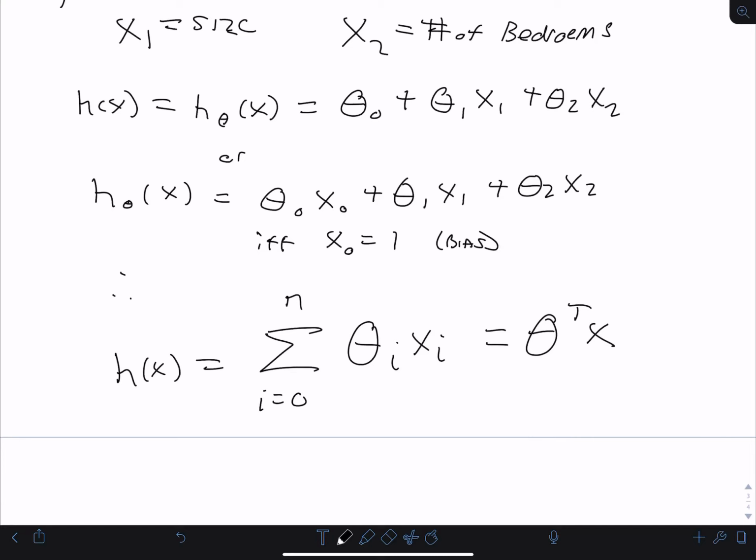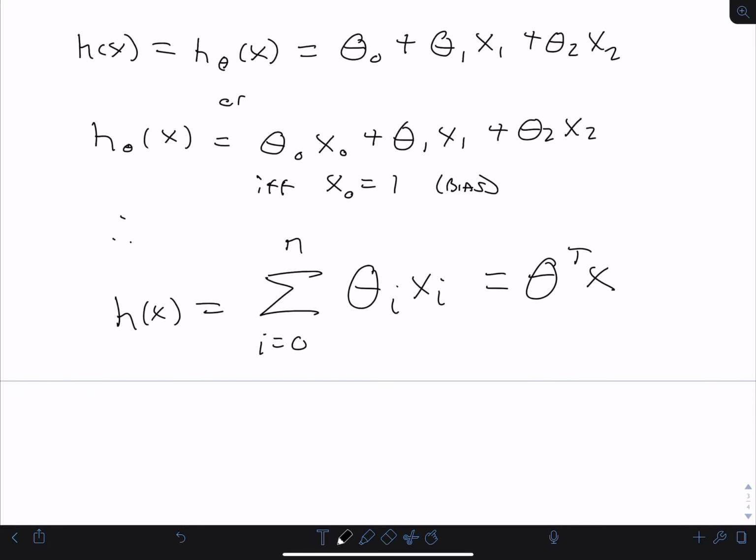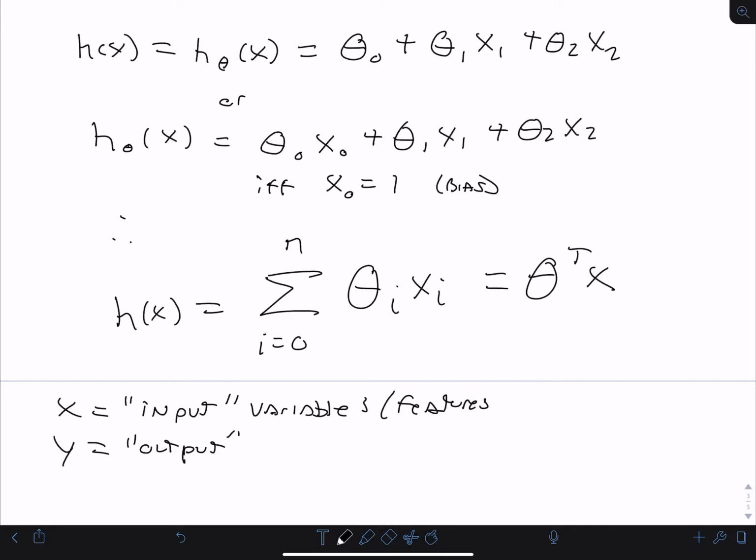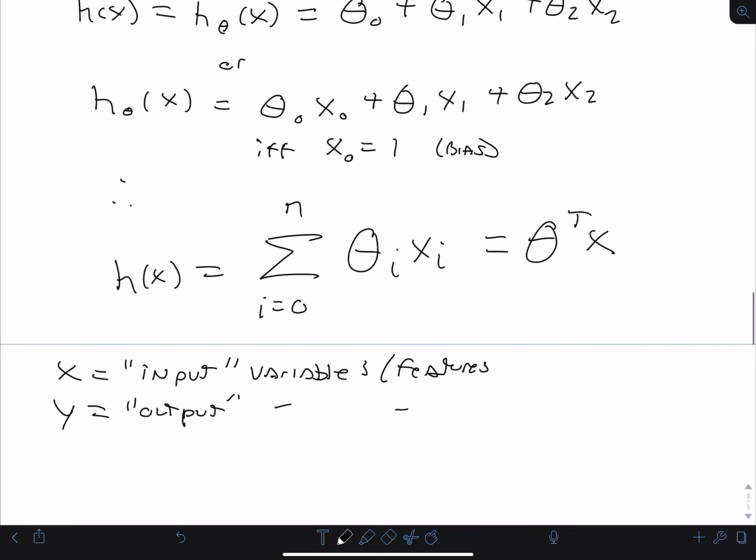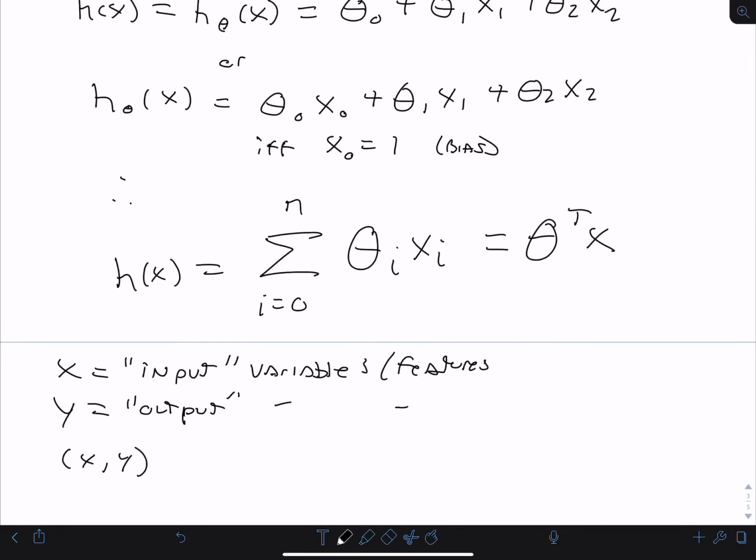Okay, so let me tell you first what I did here. Let me put a little bit of notation here. So x here are your input variables, or features. That's another name for it. And then when we get to y, I'll just put it here for now. That's our output. Something like this, x, y, is a training example.